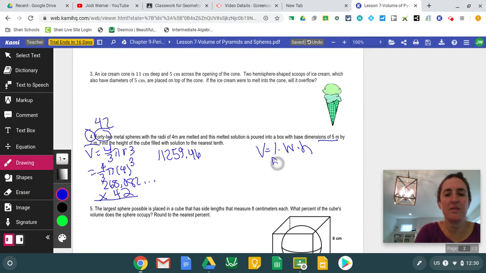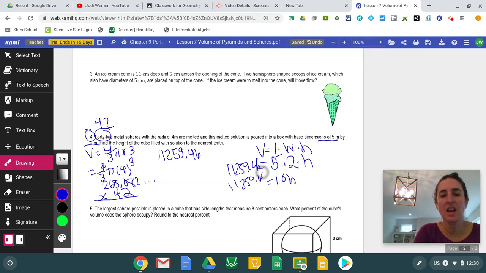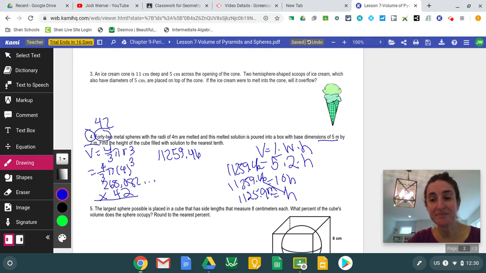I've got 5 times 2, and the height is what I'm looking for. It equals the volume of all those spheres, 11,259.46. Well, that's really 10H equals that. So I'm going to just move the decimal place over by 1. Chromebook is frozen again, having an issue. So H is equal to 1125.9 meters. And that was super fun.